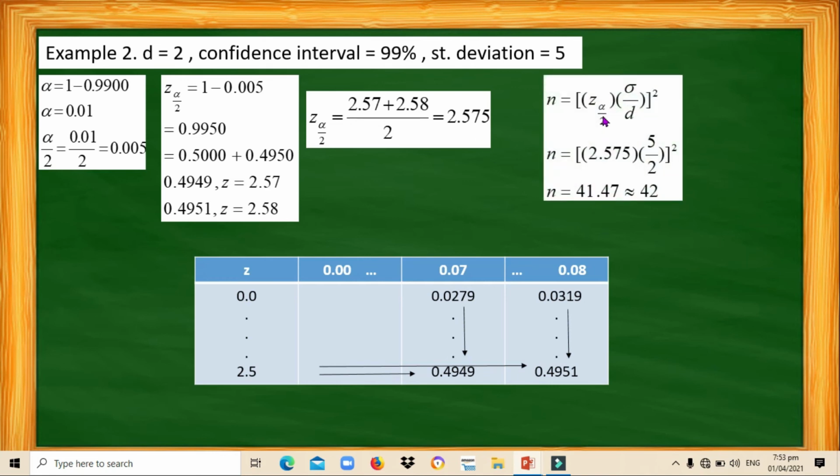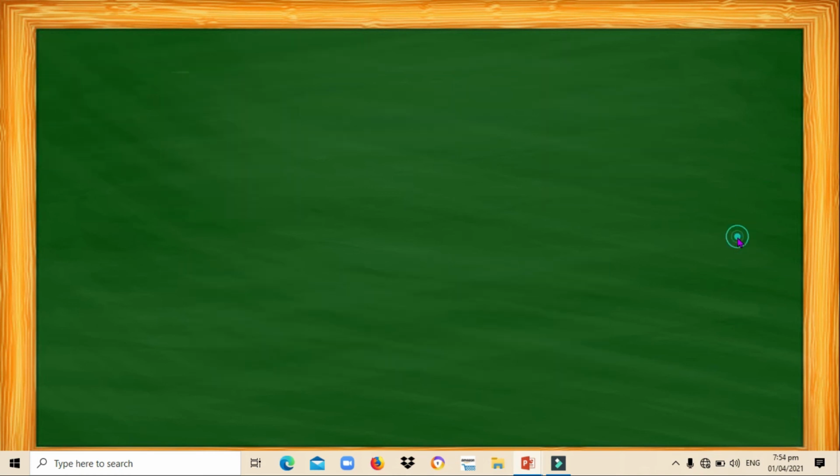Okay, substitute to the formula. So 2.575 times 5 over 2, then squared. Using the calculator, the sample is 41.47, and approximately that is 42.